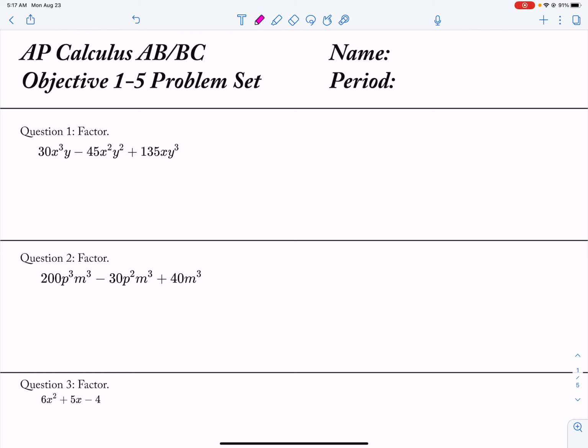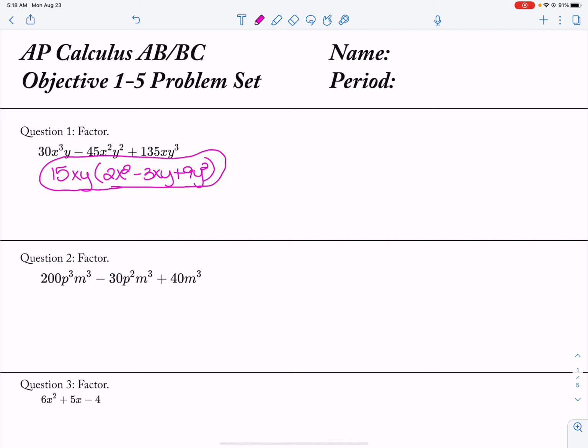Okay, so let's go ahead and take a look at this section. This section is all about everything that relates to factoring. When I look at this, the first thing that I will always do when I factor is pull out a greatest common factor if I have one. So I have a 15, that's a factor. I have an x and I have a y. So then what am I left with? I'm left with a 2x squared, a minus 3xy, and a plus 9y squared. Then I look inside the parentheses to see if I can factor that. If I cannot factor it, then that is my solution.